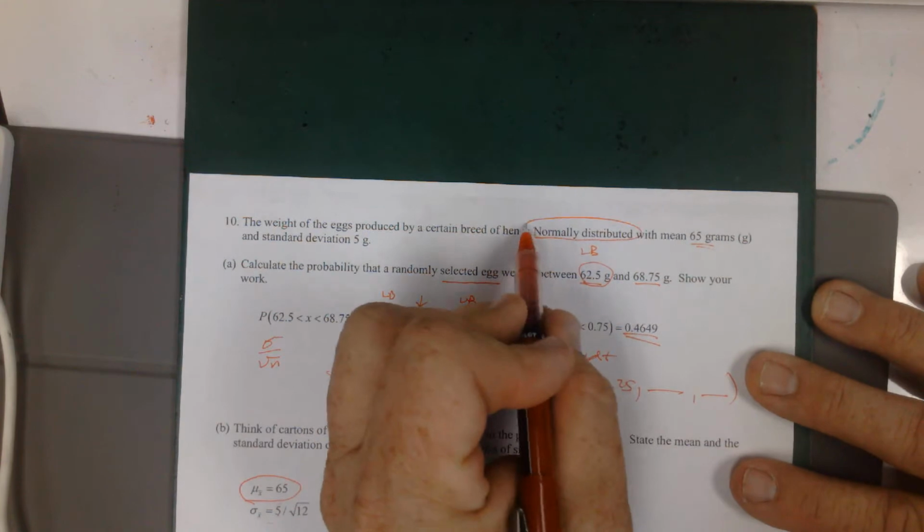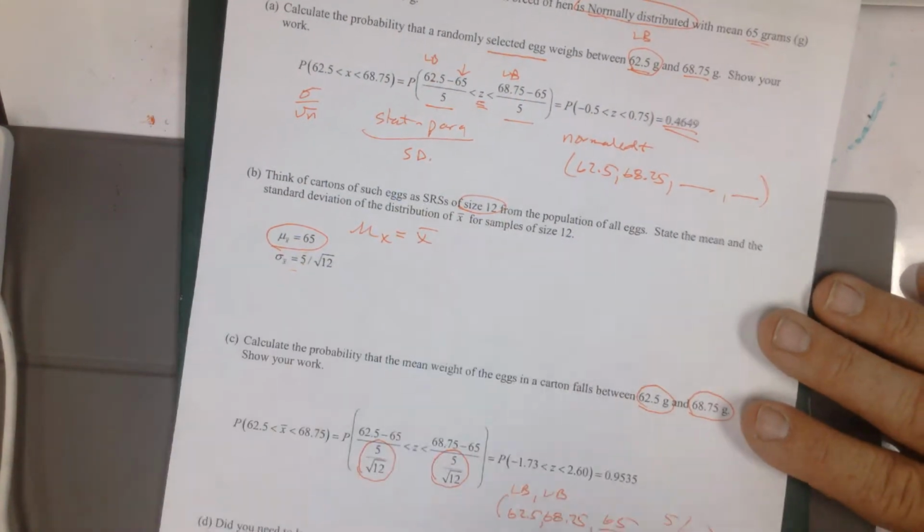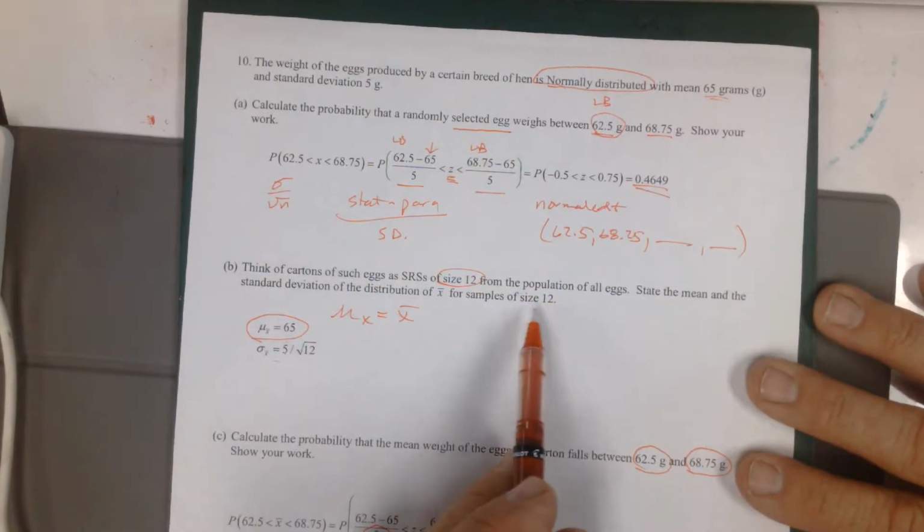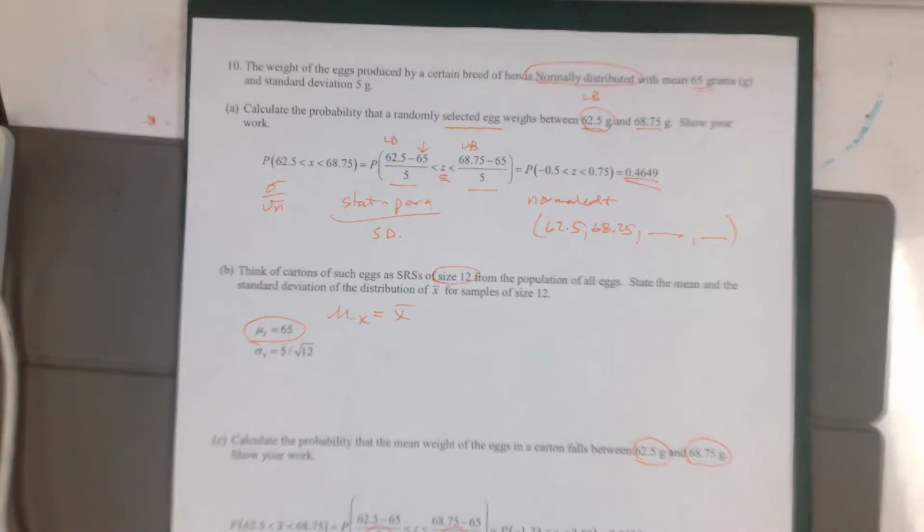We were told it was normal. If we're not told it's normal, then we've got to have a sample size of greater than 30. But since we were told it was normal, the sample size of 12 is okay. So that's how you answer that.